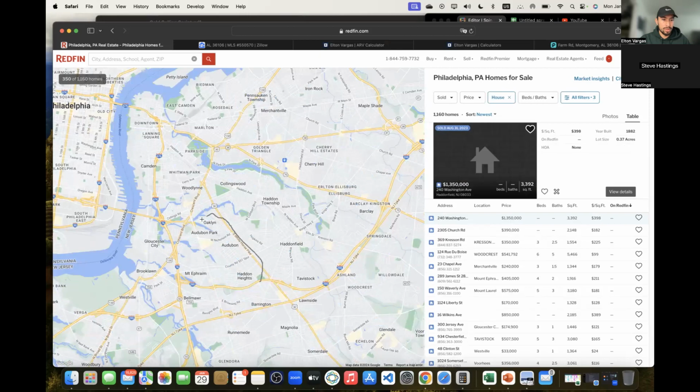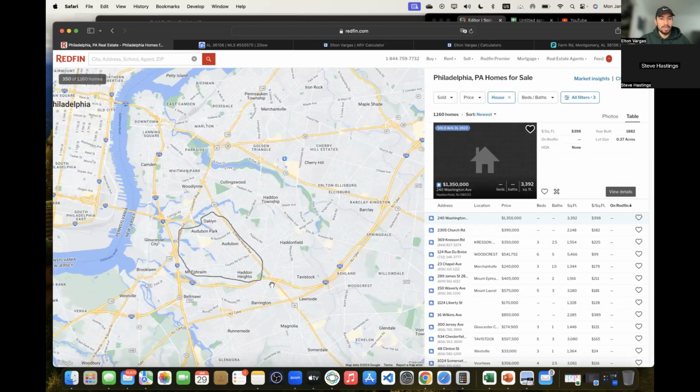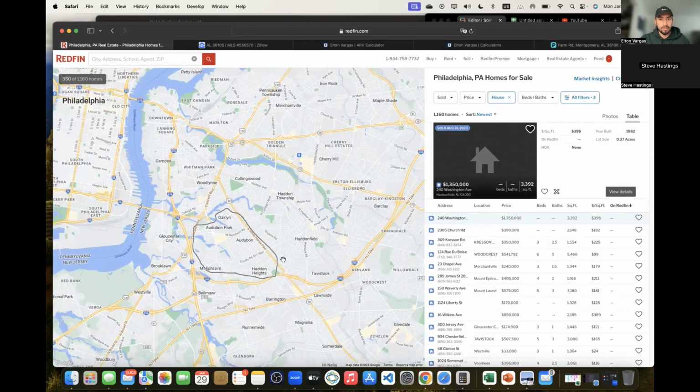What about this whole section over here? How many homes have sold over here in this quadrant of Philadelphia? If it decides to load. I don't think it loaded properly. For some reason, it got stuck. But basically, this is what I like to do.